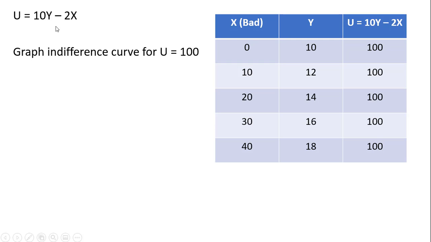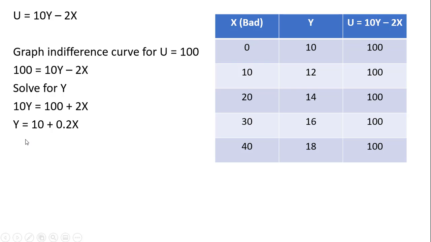So u equals 10y minus 2x, and we're going to graph an indifference curve where utility is 100, showing all combinations of x and y that give the consumer an equal amount of utility, in this case 100. So I'm going to set u equal to 100 and then solve for y. Just moving some things around, adding 2x to both sides, and now dividing through by 10. Y equals 10 plus 0.2x.